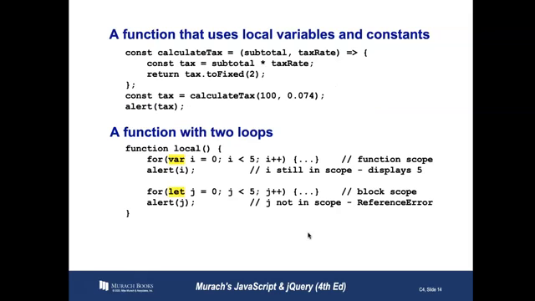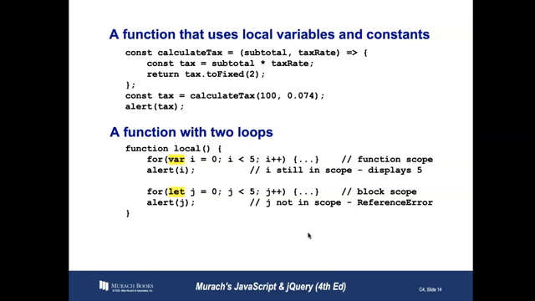Now, this is a function that uses local variables and constants. By declaring const for tax, it's only used locally. So if we have const calculateTax with subtotal and tax rate, and const tax equals subtotal times tax rate, return tax.toFixed, when we pass the two arguments and alert tax, we'll have a value because we've returned tax.toFixed. But the tax does not have global scope here. We're just returning it inside the function.